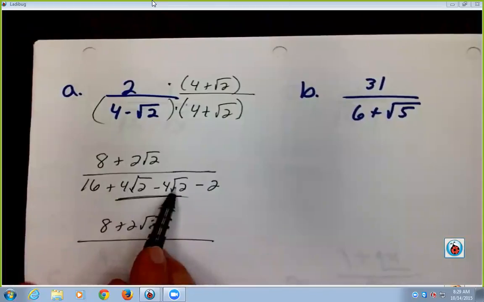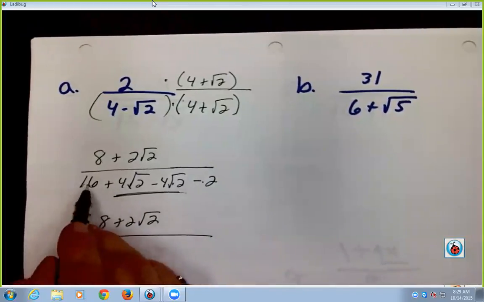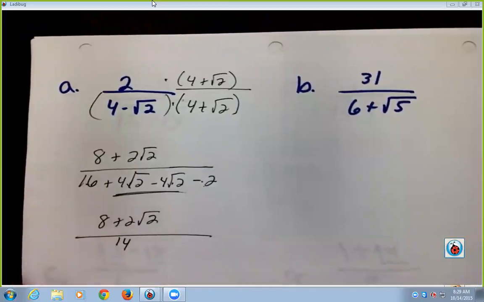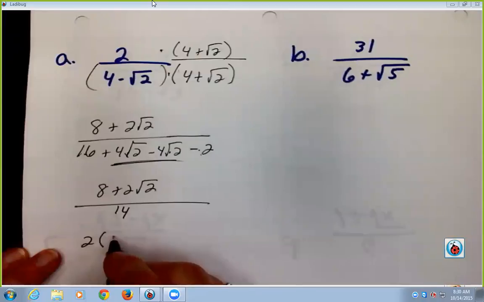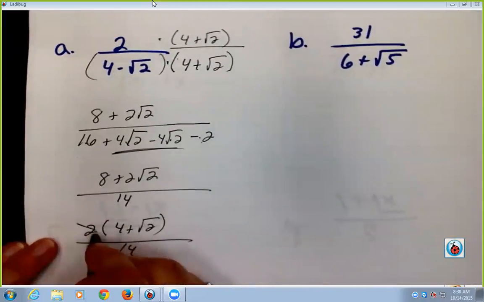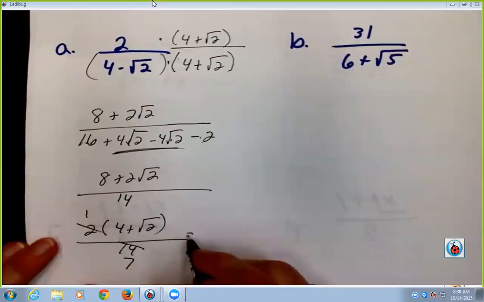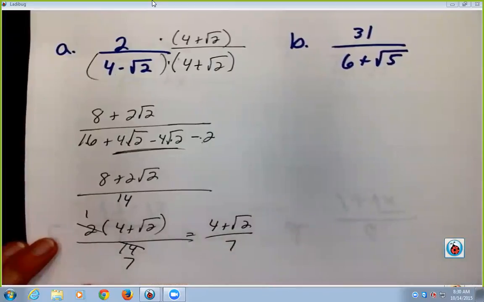Now, because these disappear, 16 minus 2 are like terms. So 16 minus 2 is 14. So I get that for my answer. But it's not reduced, because we can pull a 2 out. And the 2 and the 14 will cancel. So we're really left with 4 plus the square root of 2 all over 7 would be my final answer.